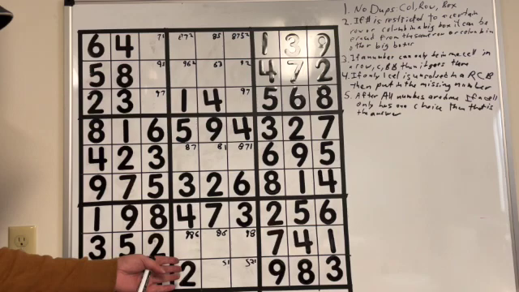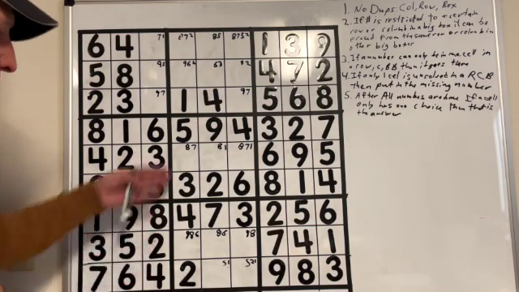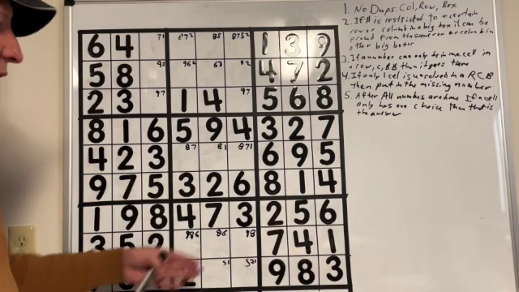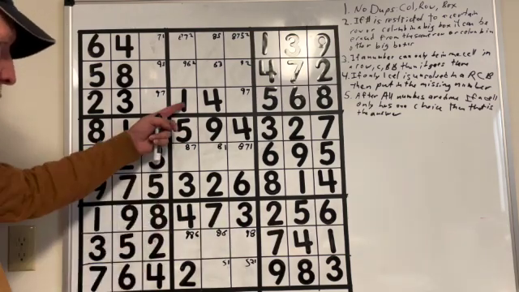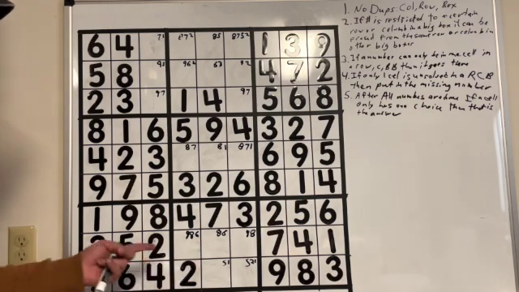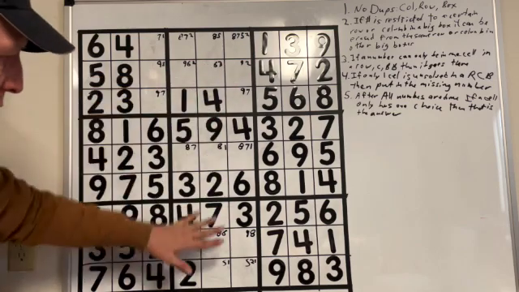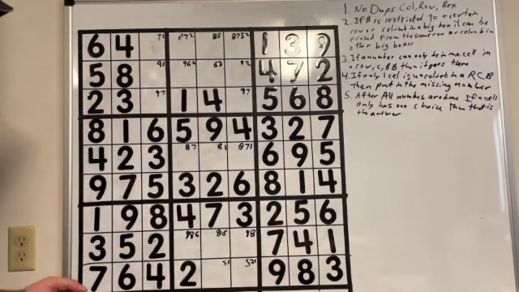9 can't go there, 8 can't go there, 7 can't go there, 6 can't go there, 5 can't go there, 4 can't go there, 3 can't go there, and 1 can't go there. 2 is the only number. And we knew that because it was sitting by itself. Do we have anything else sitting by itself? No. All right, a tiny bit of cleanup.